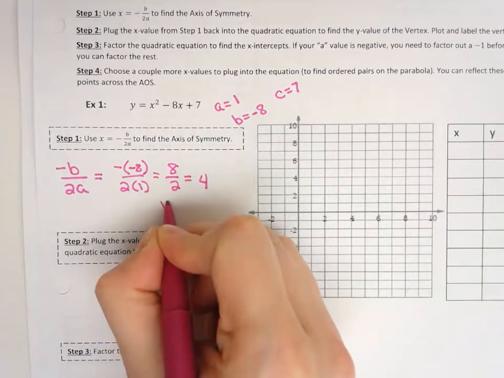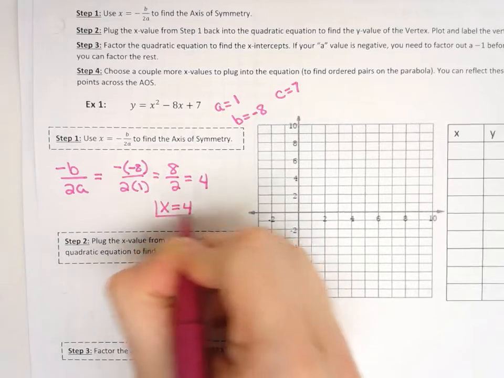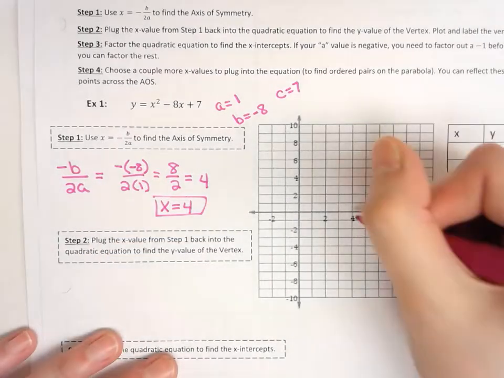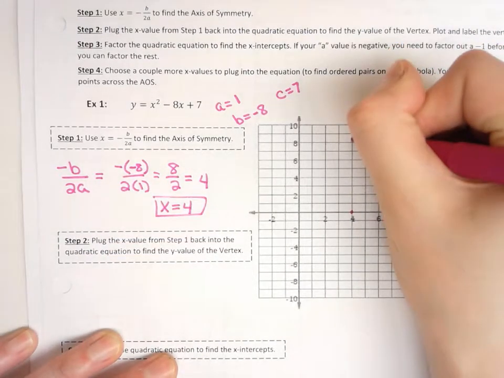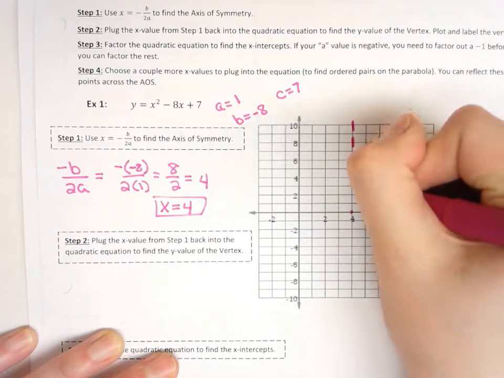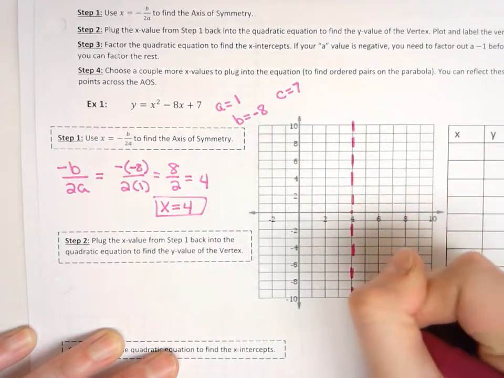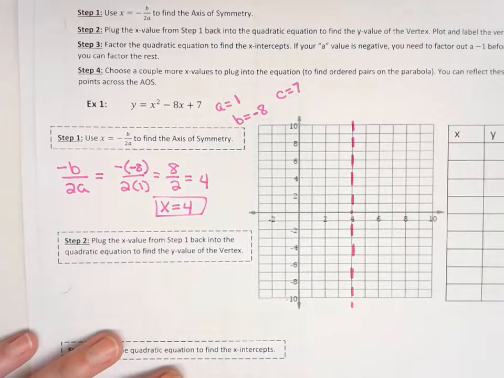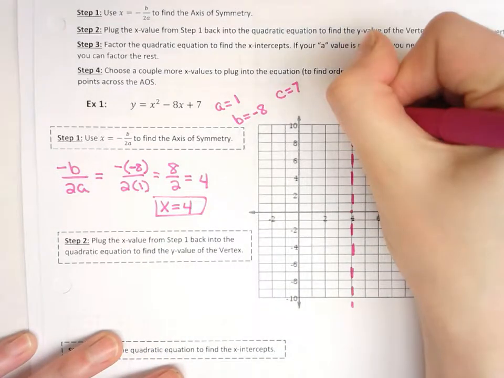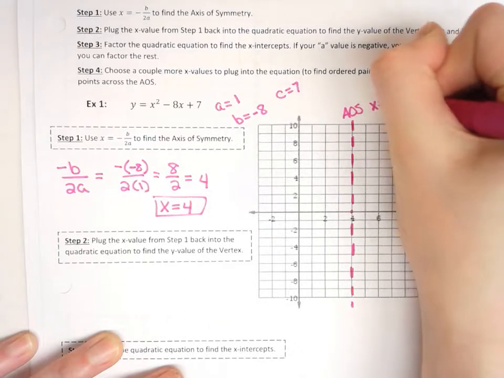So that means that we have an axis of symmetry at x is equal to positive 4, and I'm going to go ahead and draw in a dashed vertical line to represent the axis of symmetry, because we are going to be using this axis to help us draw the rest of the quadratic. So I'd say axis of symmetry is x equals 4.